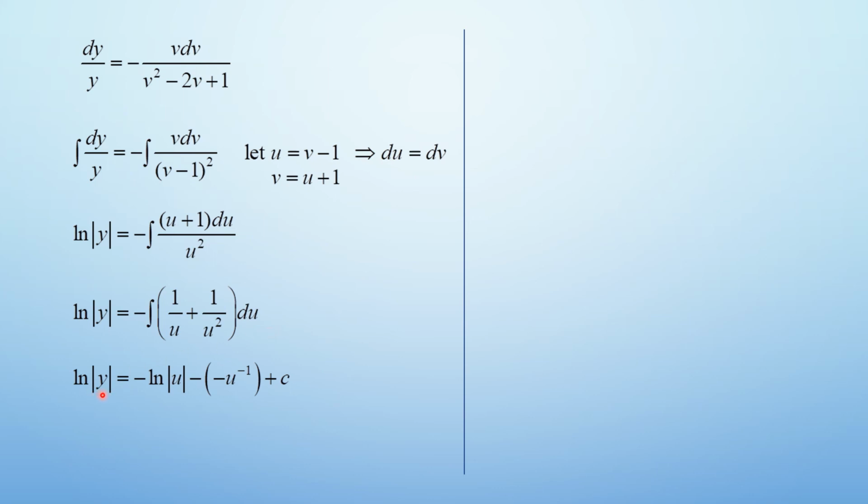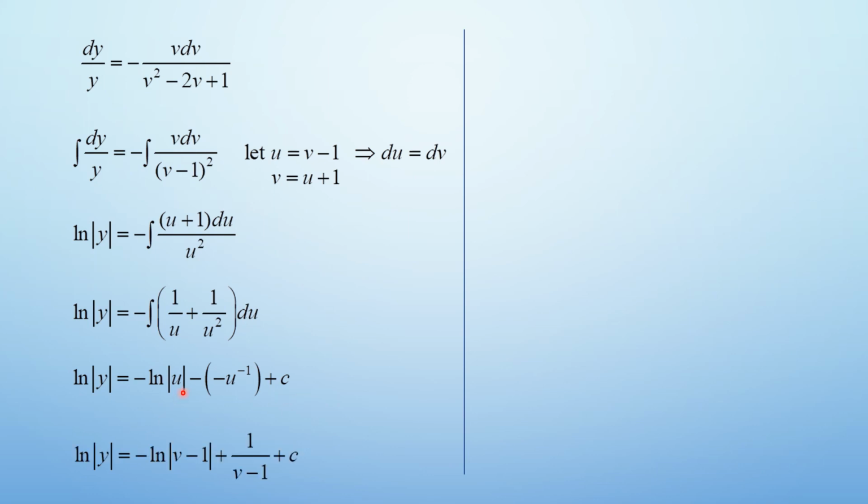ln of absolute y equals negative integration of 1 over u with respect to u, which is ln of absolute u, negative positive is negative, and the integration of 1 over u squared du equals negative u to the power of negative 1. And at the end, we add the parameter c.